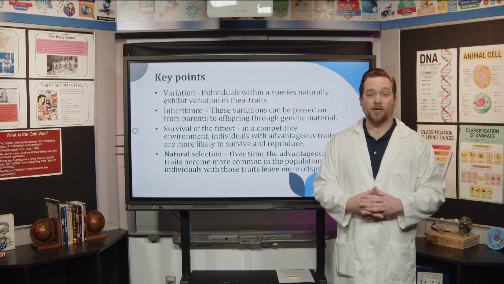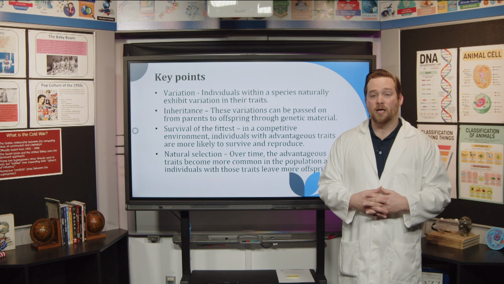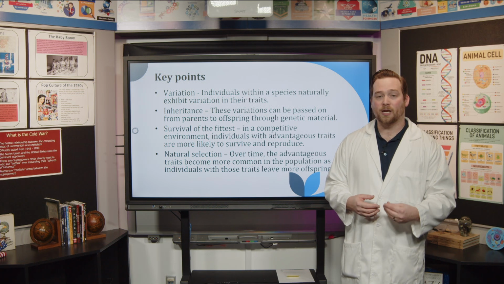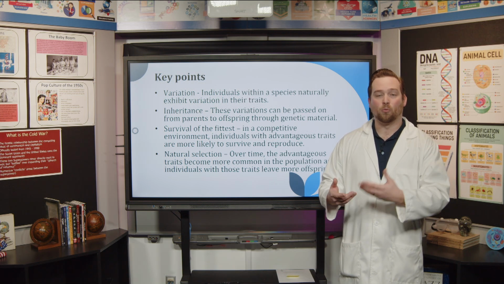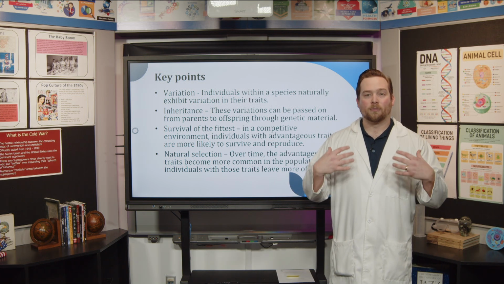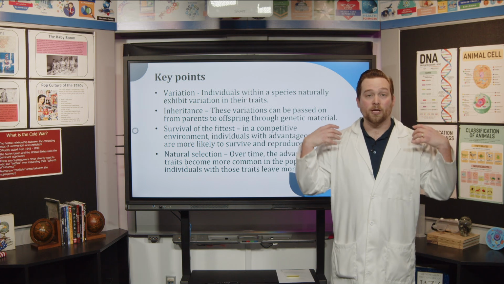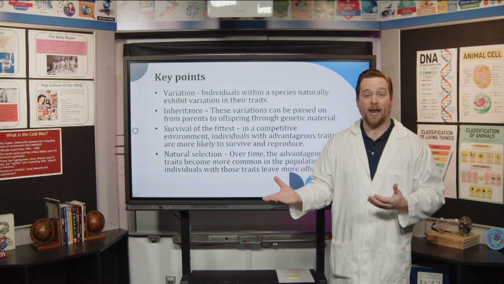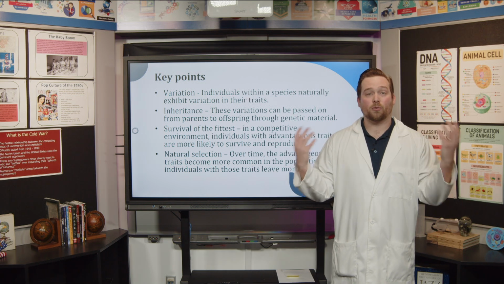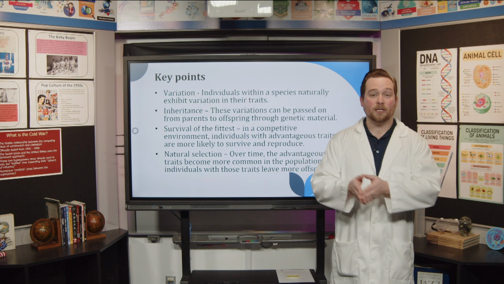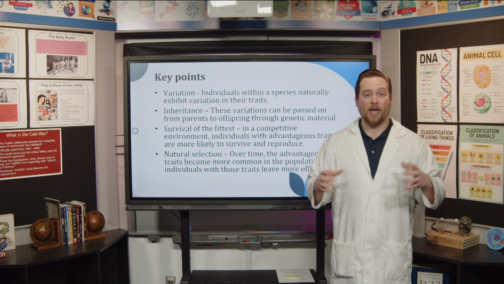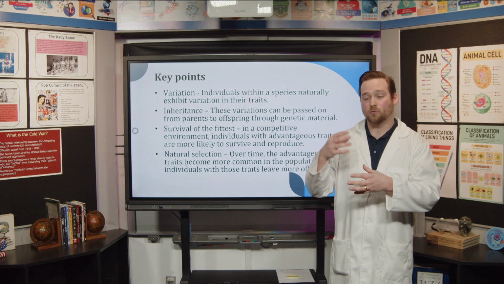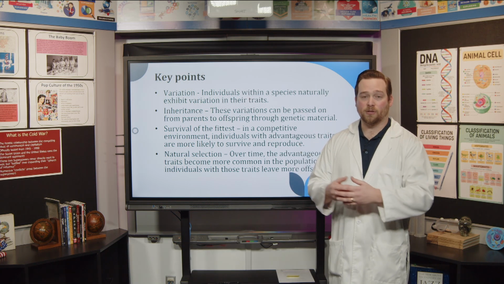And then another term that I really want to talk about is natural selection. Over time, the advantageous traits become more common in a population as individuals with those traits leave more offspring. So again, let's say I am a very strong individual, right? But maybe I die early in my life before I get to the age where I can start reproducing. Well, it doesn't really matter how strong I am. Because I didn't leave any offspring, the strength that I have doesn't get passed on. So a very important part of this is reproducing and leaving those genes for the next generation.